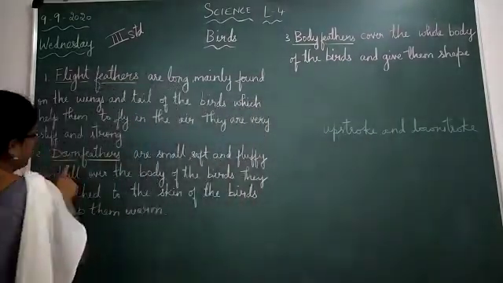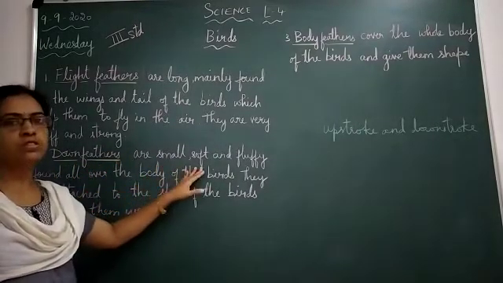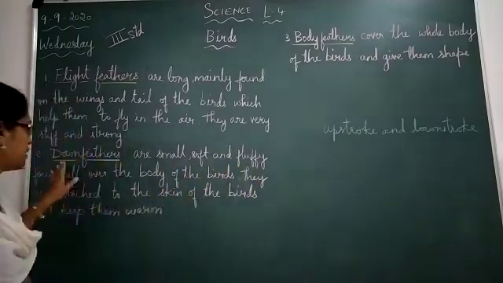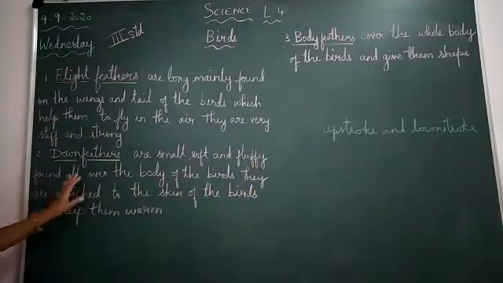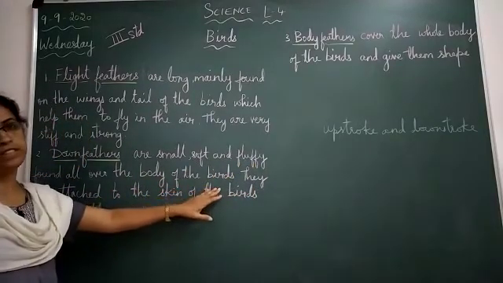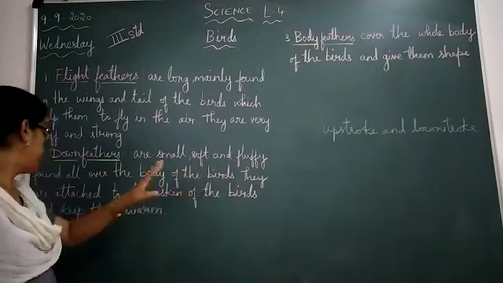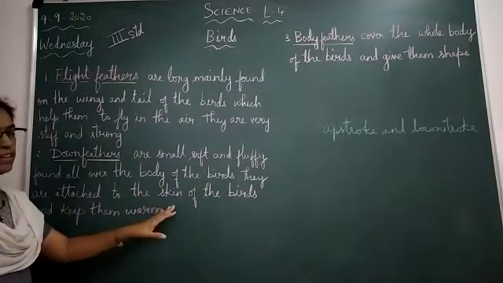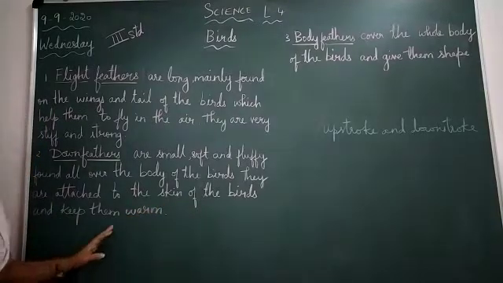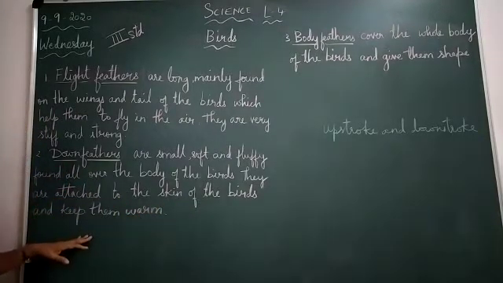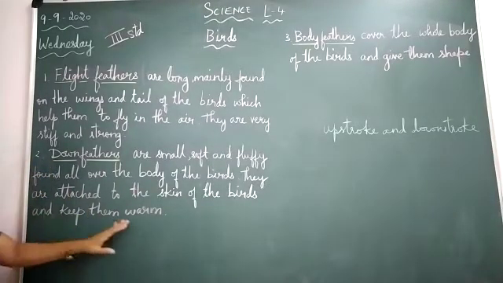The next one is down feathers. How are down feathers? Down feathers are small, soft and fluffy. They are found all over the body of the birds. They are attached to the skin of the birds and keep them warm. These feathers help to keep the bird's body warm.